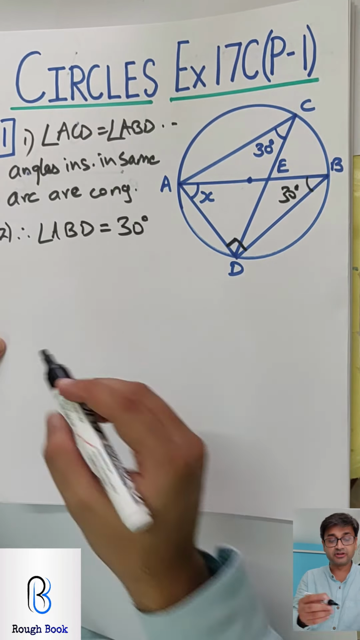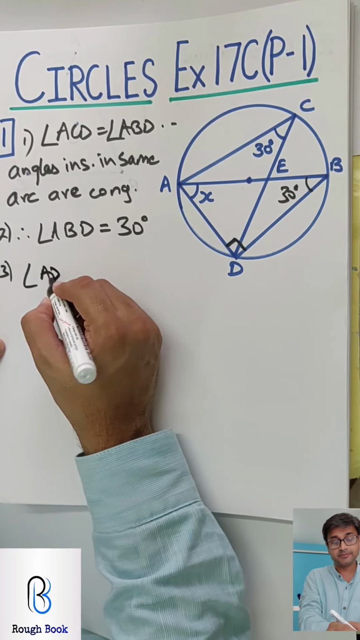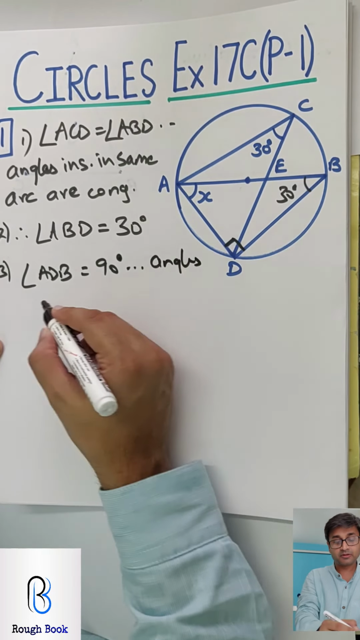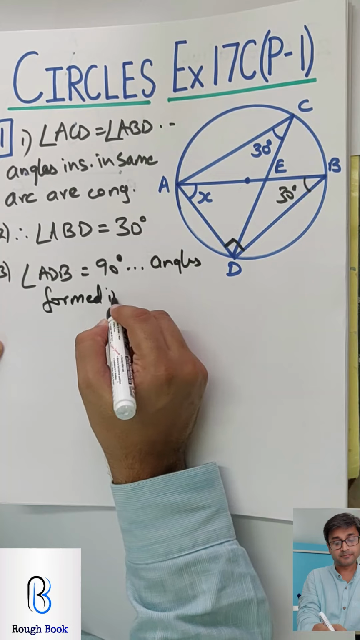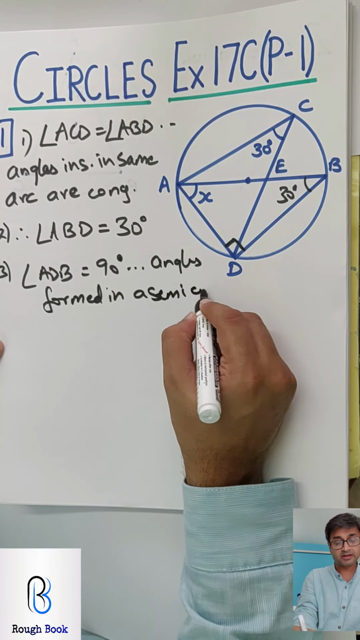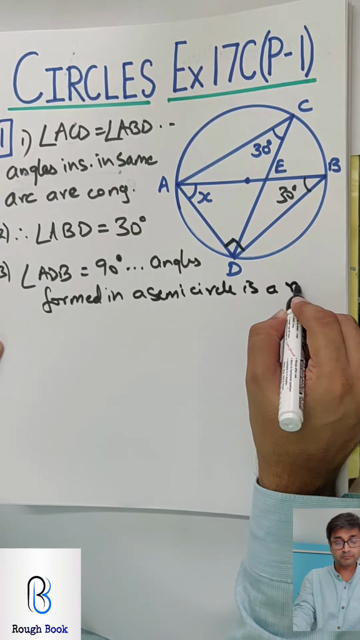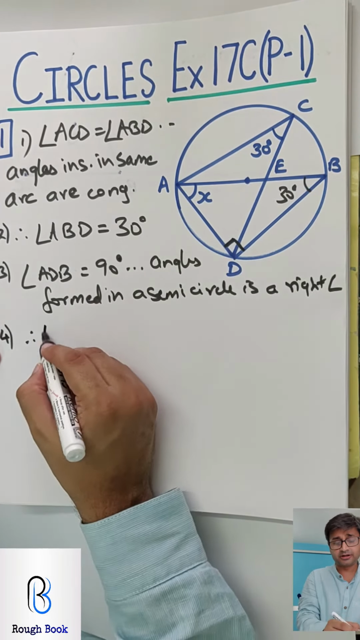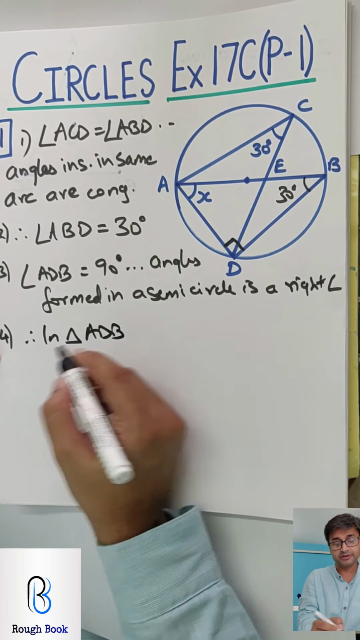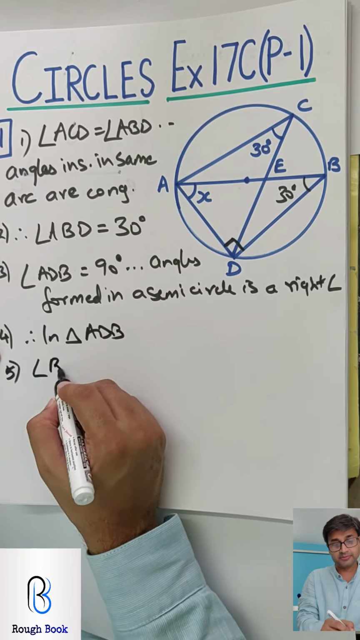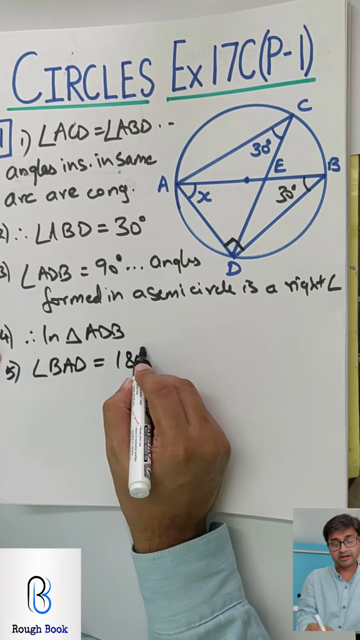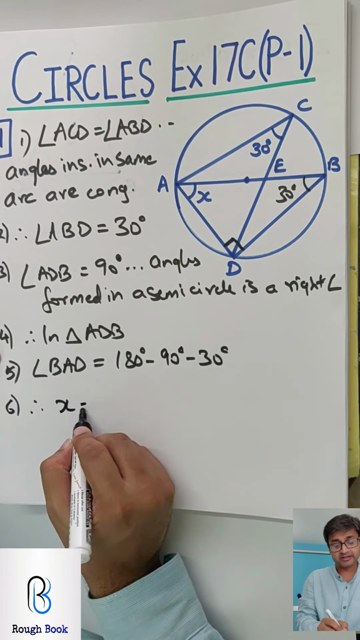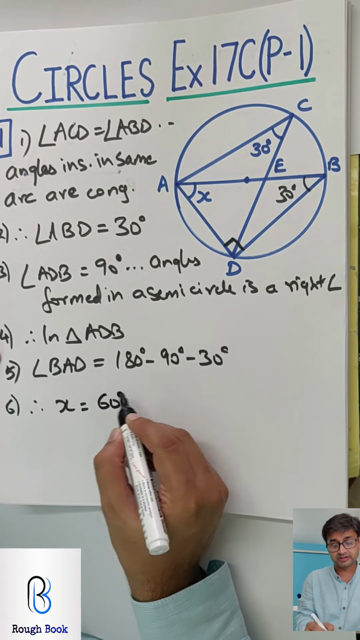Now for this X, we'll first say that this is 90. So angle ADB is equal to 90 degrees. Reason, angles formed in a semicircle is a right angle, and since it is a right angle, get into the triangle and apply angle sum property. So in triangle ADB, I can say that angle BAD is equal to 180 minus 90 minus 30. So finally I can state that X is equal to 60 degrees.